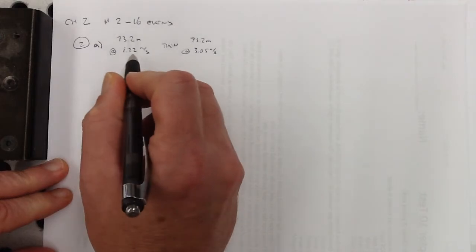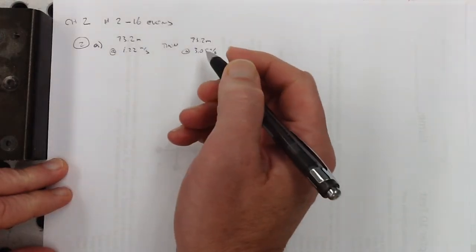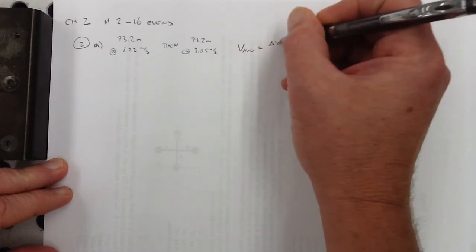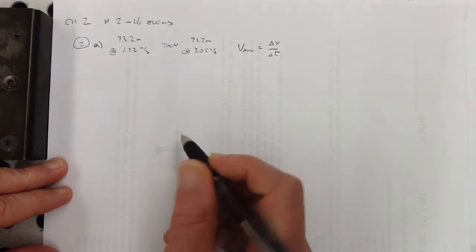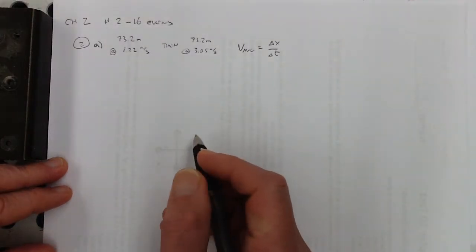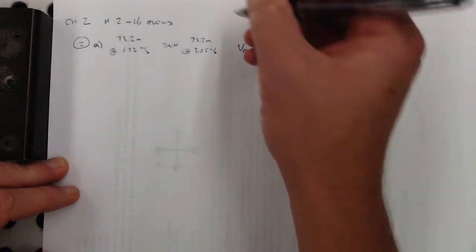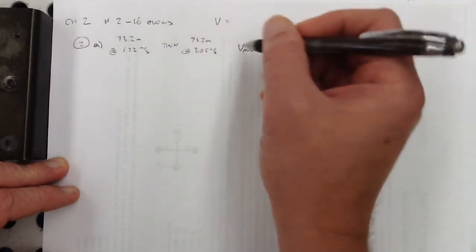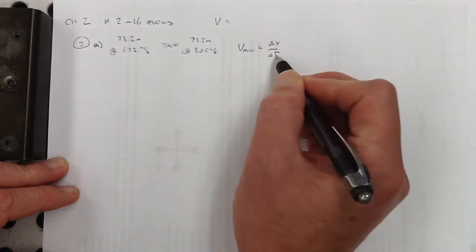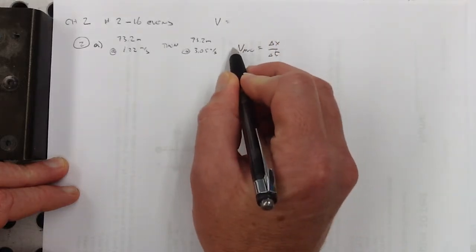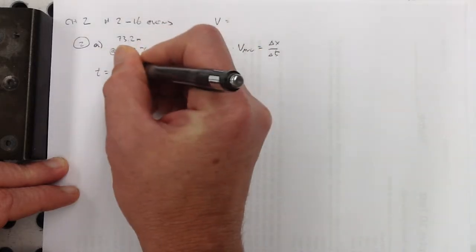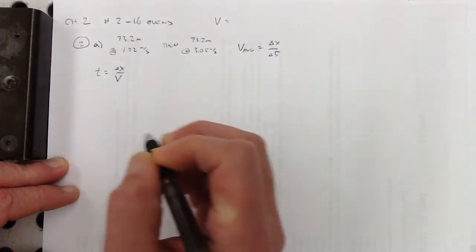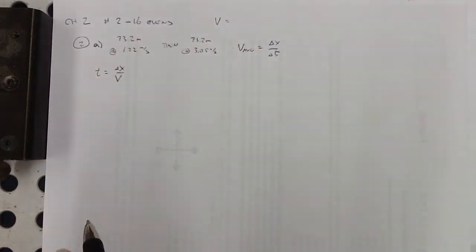So let's see. We want to find what? Our average velocity. Average velocity is your displacement divided by your time. So I think the thing we're missing here is our times. Since velocity is displacement over time, if I move time up here and velocity down here, time is equal to displacement over that constant velocity. So I think I can find times for each of these.